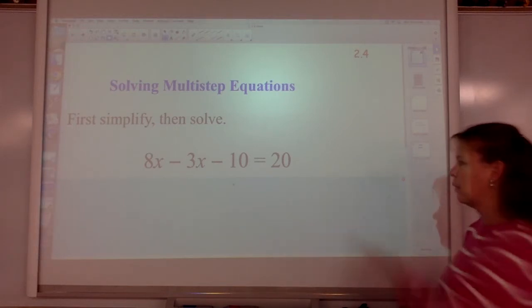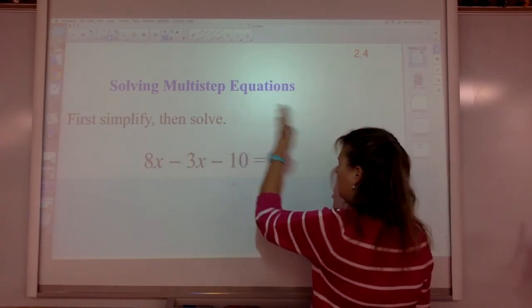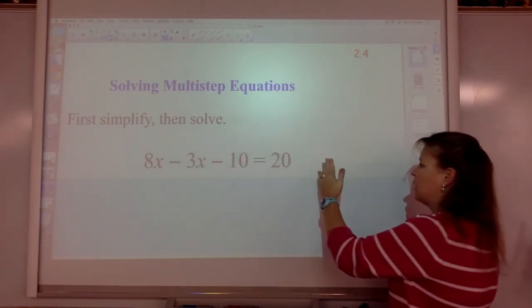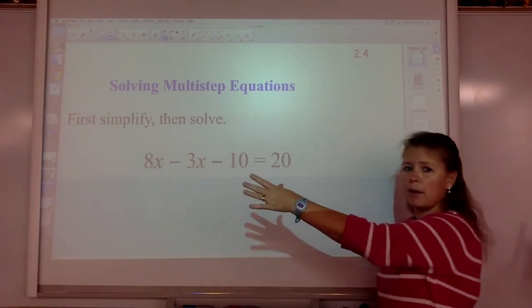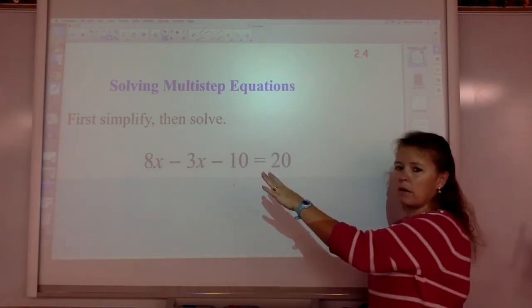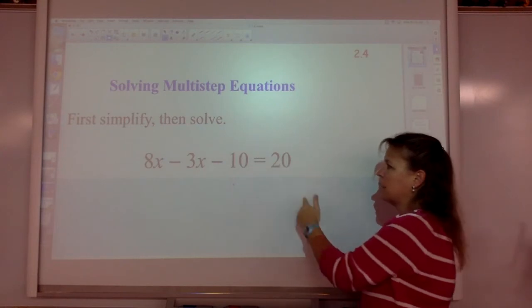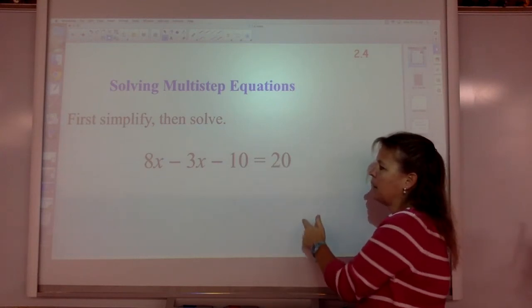As you can see, we have a lot going on this side of the equation. We're going to try to balance it with this side of the equation. Let's leave the x's over there. Our goal is still to get the variable by itself. We'll leave the x's over there, try to get all numbers over here. It says first simplify, then solve.